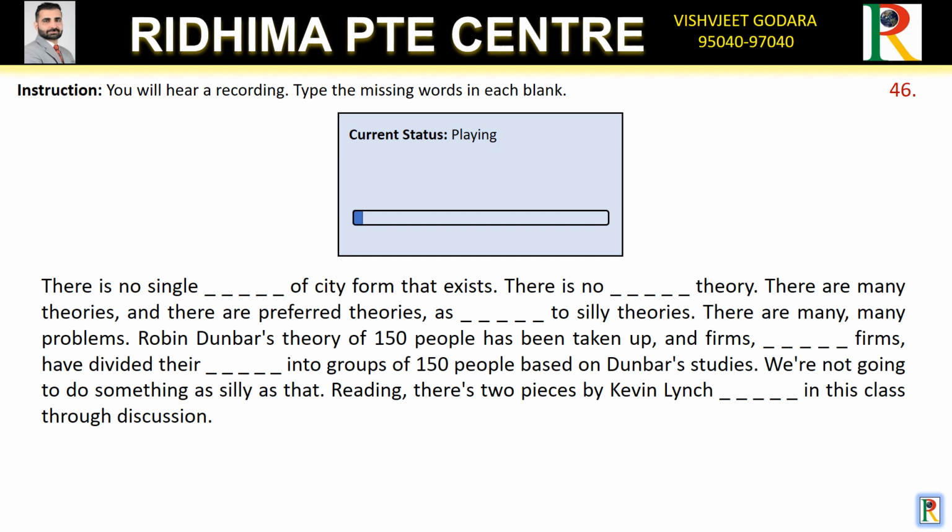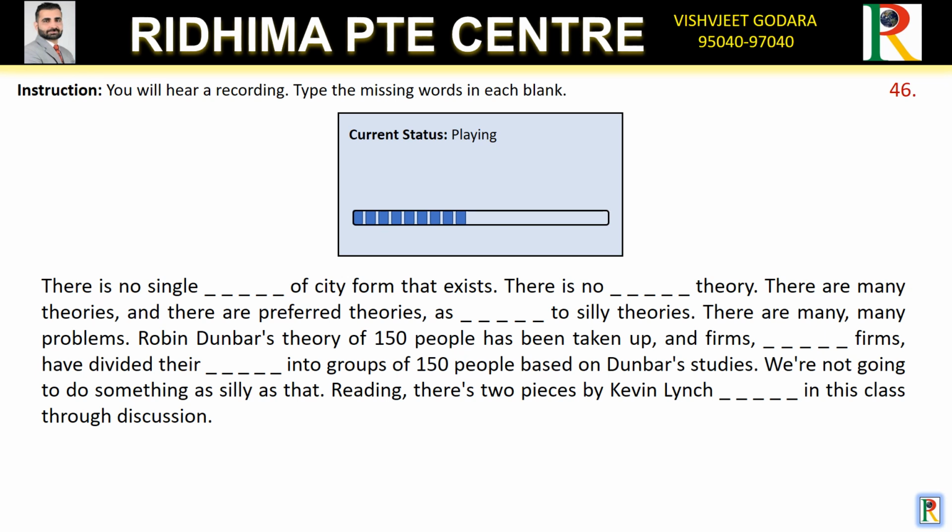There is no single theory of city form that exists. There's no absolute theory. There are many theories. And there are preferred theories as opposed to city theories. There are many, many problems.